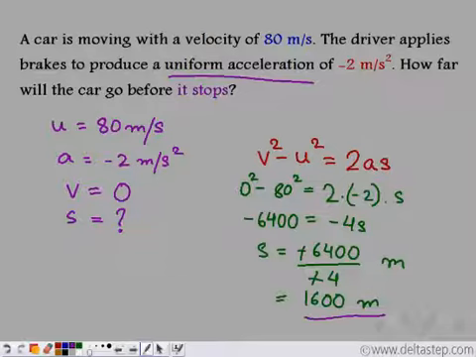So we have seen that the third equation of motion is v square minus u square is equal to 2as. It gives the relation between initial velocity, final velocity, acceleration and displacement. And using this equation, if we are given any three of these terms, we can find the fourth one.